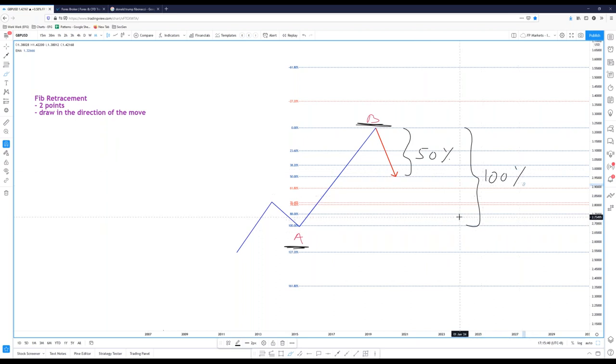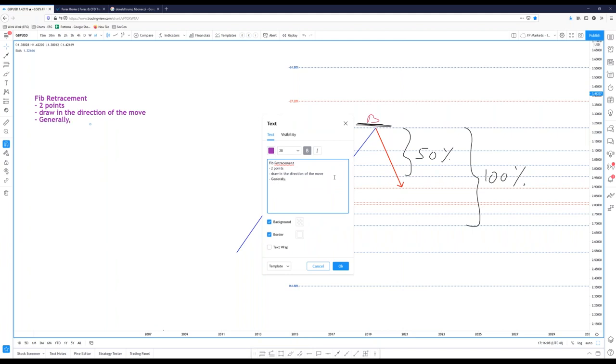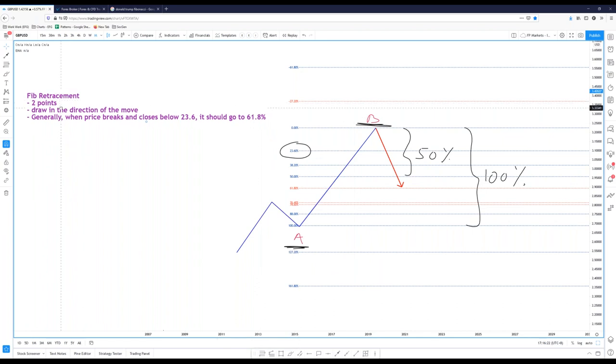That is essentially what Fibonacci retracement is. Once you draw in the direction of the move, it helps you identify how far price is pulling back. Generally, the idea is when price breaks 23.6, it should go to 61.8. Generally. So I'm putting it here. Hope it's clear for you guys. This is a very quick and simple introduction to Fibonacci retracement.